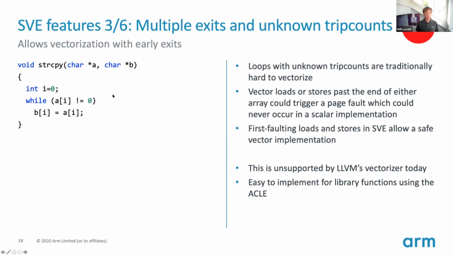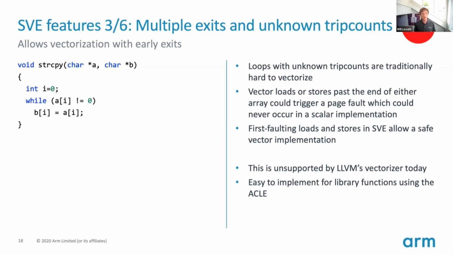Right, next feature is unknown trip counts. If you have a loop example like this one, where you have a comparison within the loop that depends on data that you only know in the current iteration, this is traditionally pretty difficult to vectorize. If you have a vector that contains a value that terminates the loop and then contains some other lanes, those other lanes must not have any effect on your system state.